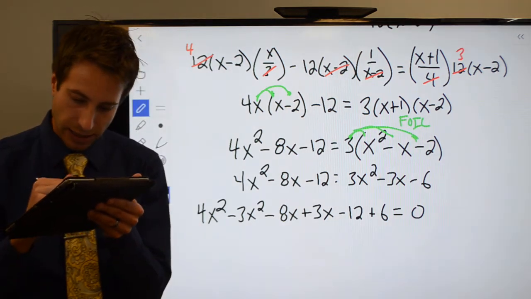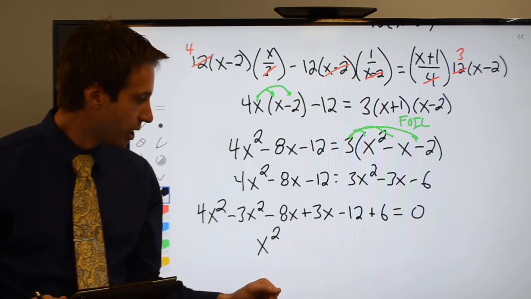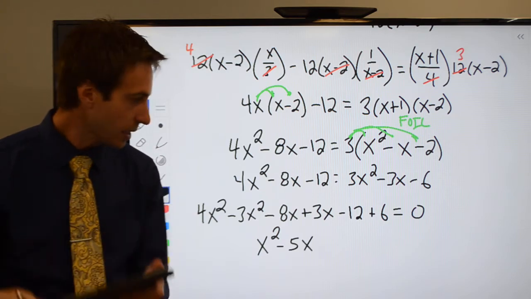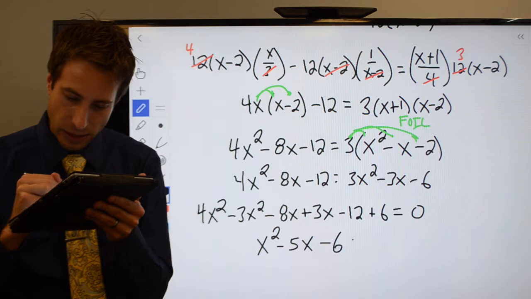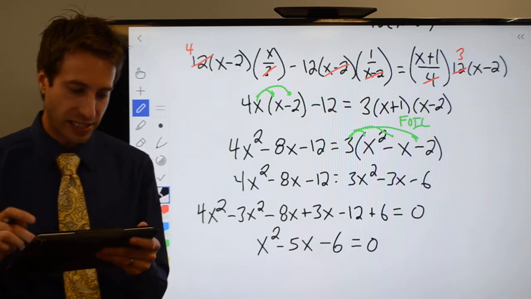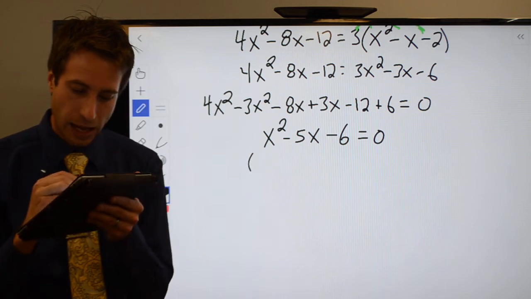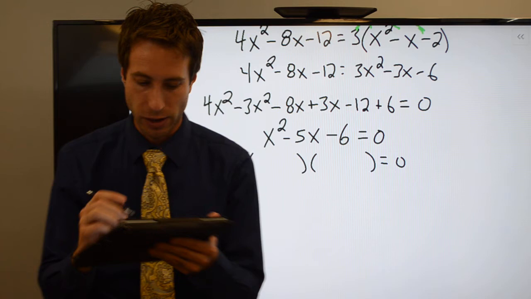4x squared minus 3x squared, so that's going to leave me with an x squared. Minus 8x plus 3x, so how about a minus 5x? A negative 12 and a plus 6, so that should be a minus 6. That's all equal to 0. Okay, guys, we've seen this before. What I wind up with is something that is quadratic with any luck. It'll factor nicely into 2 binomials. I don't know, let's find out.